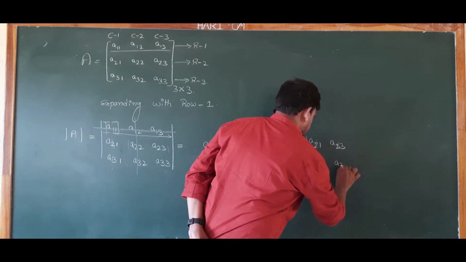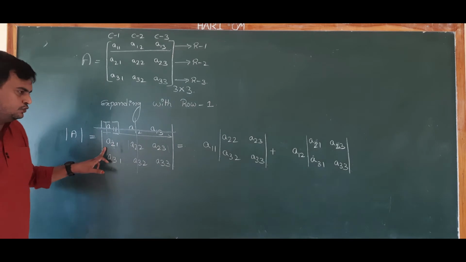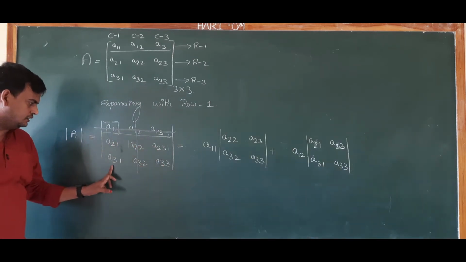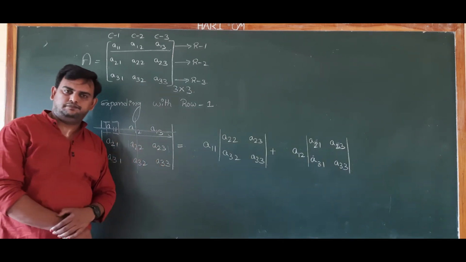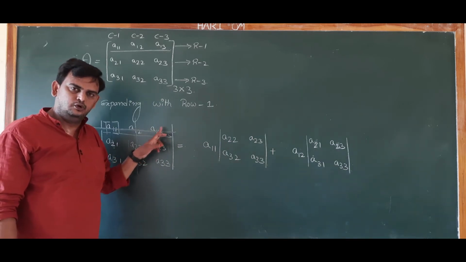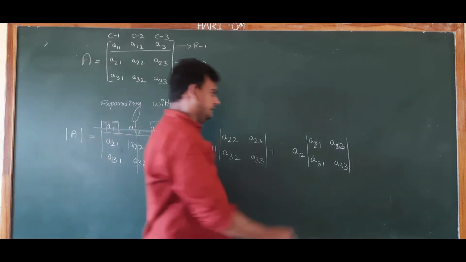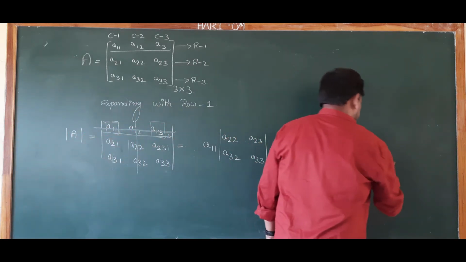A31. So A21, A23, A31 and A33. Next, coming to the last element of the first row, that is nothing but A13 again plus A13.